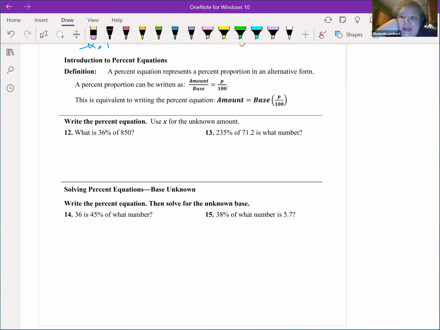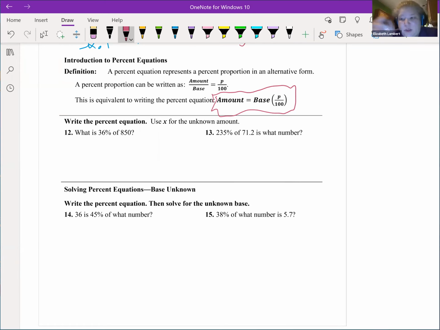Now we have a slightly different way of doing the same thing. So now, for some reason, the notes are saying, ooh, look at this different way of writing what we were just writing. It moves base to the other side. So we have amount equals base times P over 100. For some problems, that is useful. For other problems, it's not going to help that much.